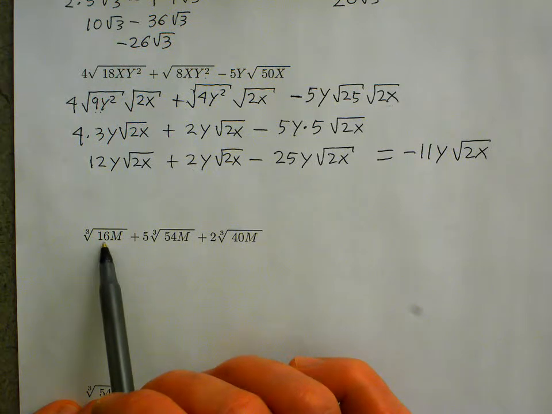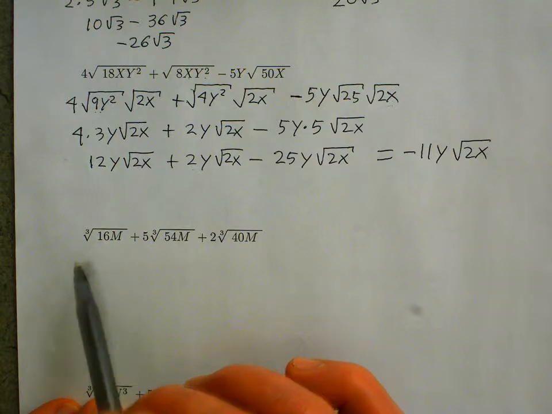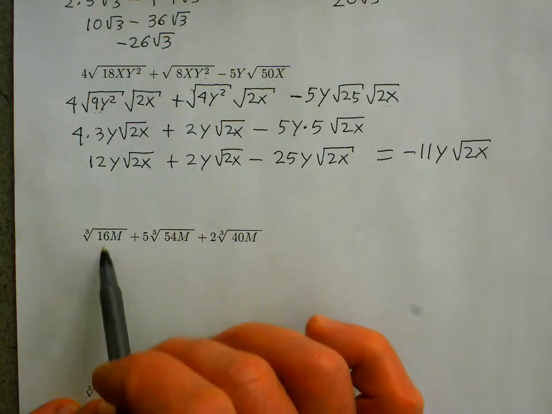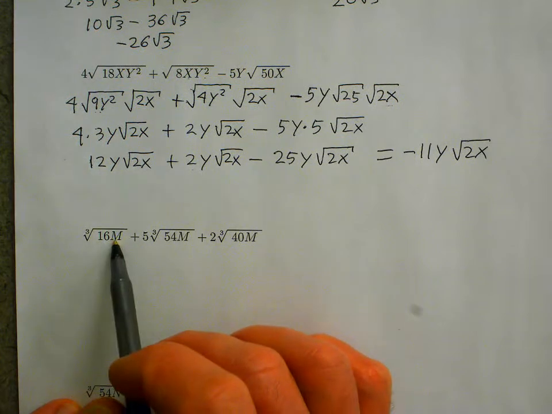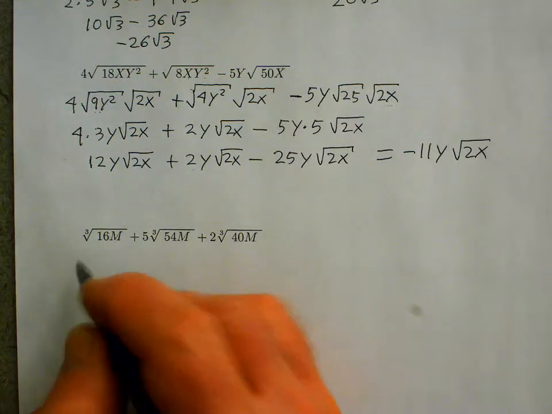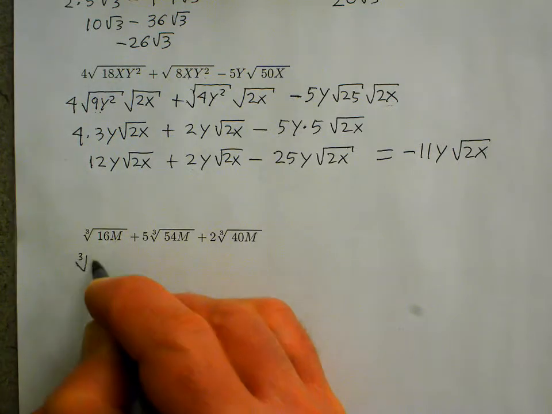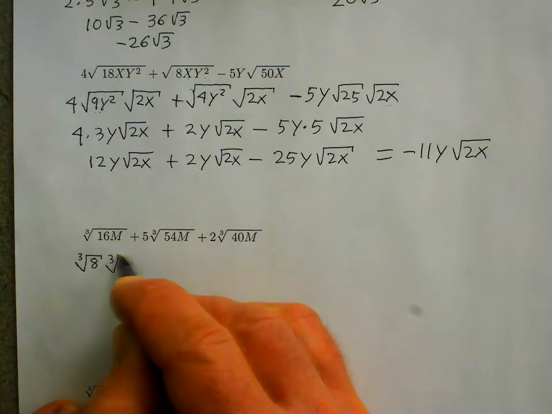The largest factor of 16 that's a perfect cube, or perfect third power, is 8. 2 to the third is 8. The cubed root of m cannot be simplified further. So we will rewrite this as the cubed root of 8 times the cubed root of 2m.